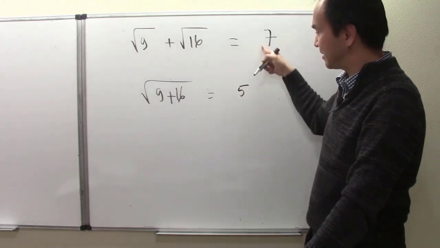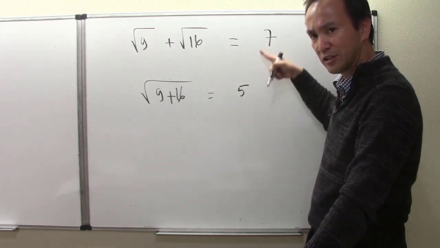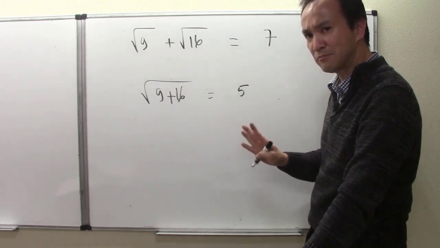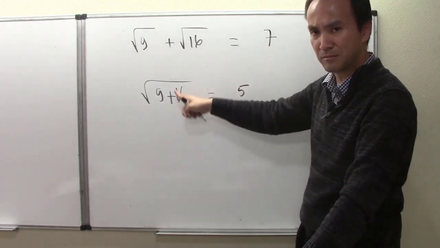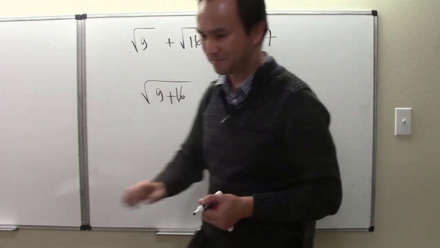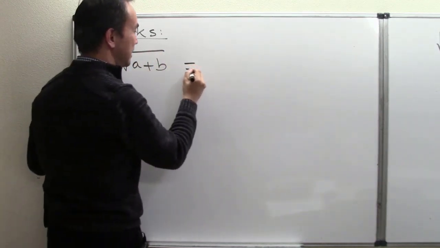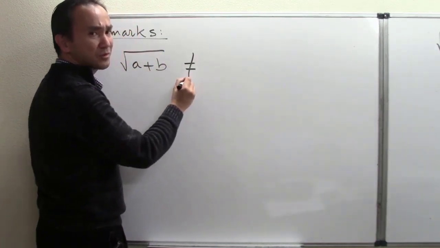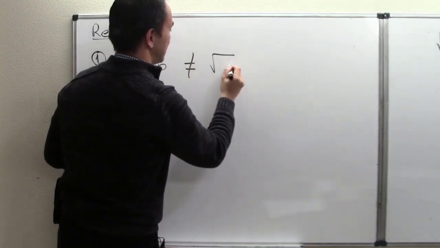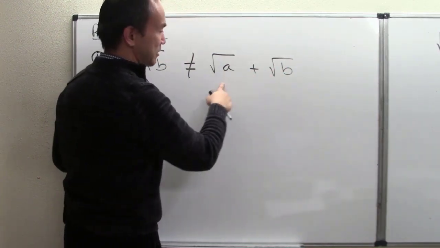So apparently these two final values are not equal. Sometimes they may turn out equal, but the majority of the time they will not be equal. So the first remark: taking the square root of a sum is in general different from taking the sum of two separate square roots.